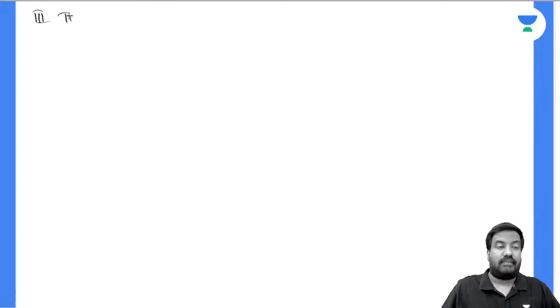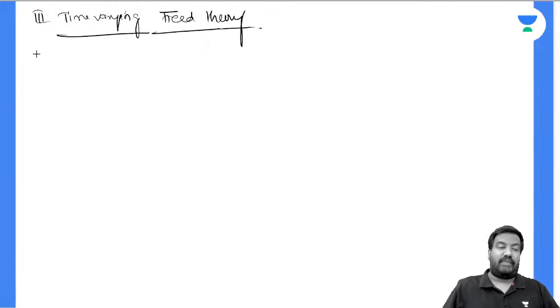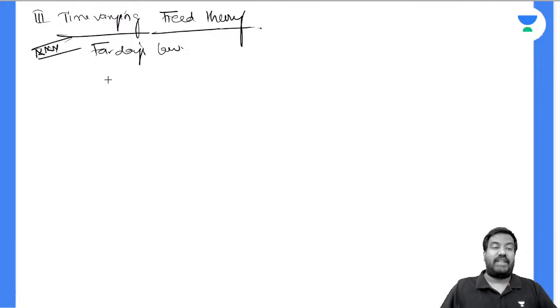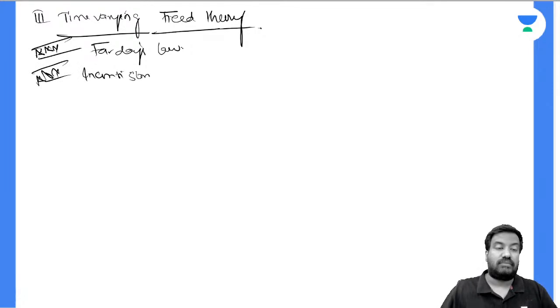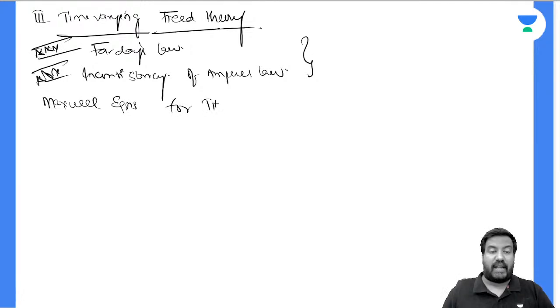Then we went on to time varying field theory. In time varying field theory, we have two major contributions. One is Faraday's law, and the other is the inconsistency of Ampere's law. Once you incorporate these two, you will get Maxwell equations for time varying fields.